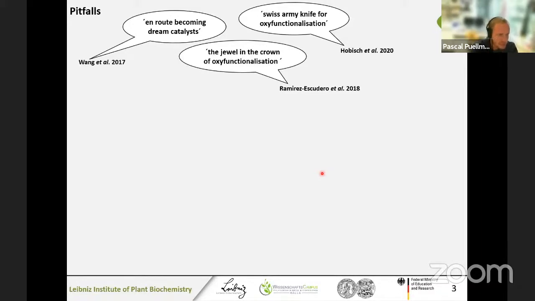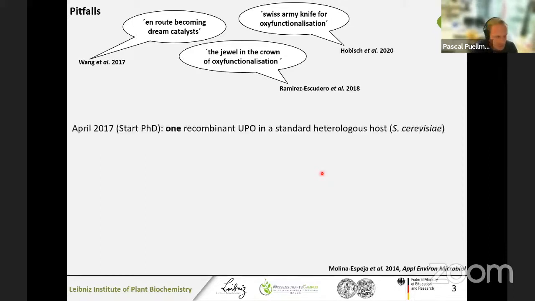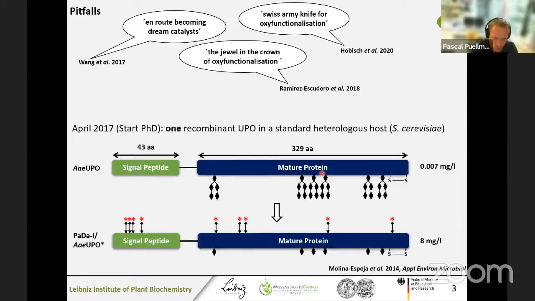But right now you might be wondering why didn't I hear about them before, or why is not already everybody working with that? So when I was starting roughly 4 years ago, there was just one recombinant UPO described in a standard host, so in Saccharomyces basically. And this was based on great work by the Alcalde lab in Madrid. They took this UPO from Agrocybe. And as you can see in the structure, maybe you get already a clue why it's difficult to produce, because it's heavily glycosylated and you also have disulfide linkages and a signal peptide that guides secretion.